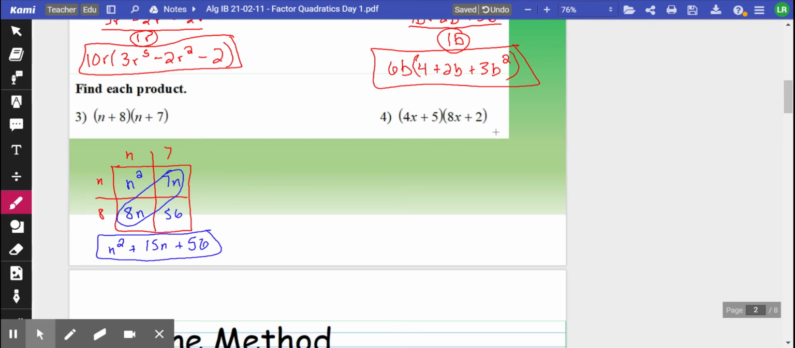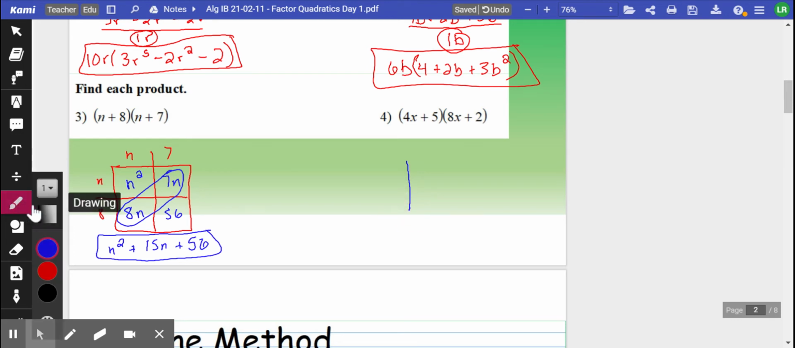Number 4 is very similar. 2 things times 2 things. Let's make our 2 by 2 box. On the side, I'm going to put my 4x plus 5. And on the top, I'm going to put my 8x plus 2.